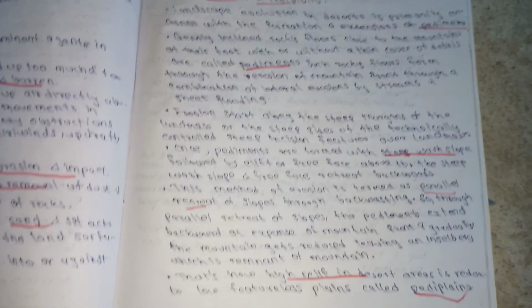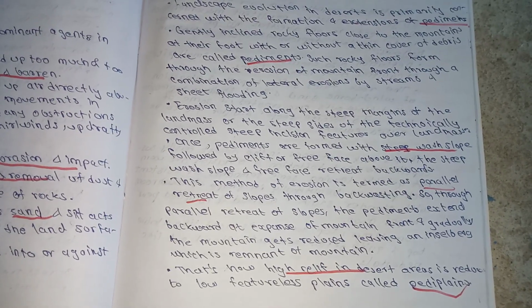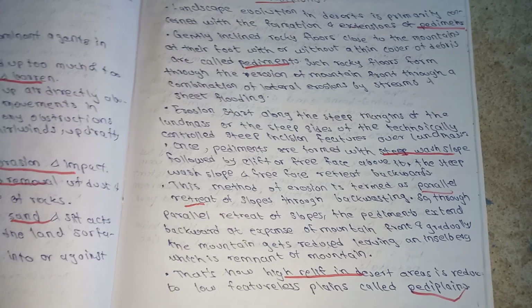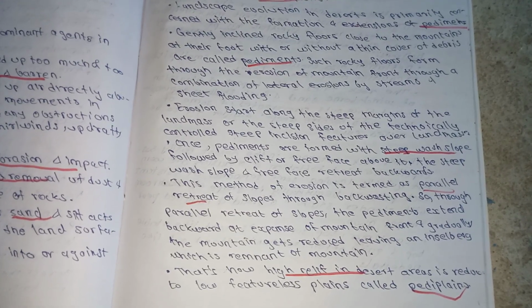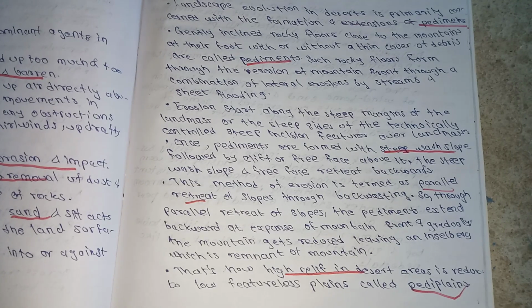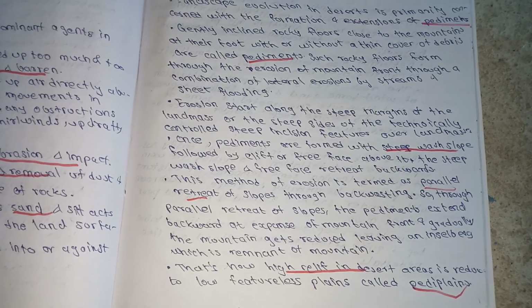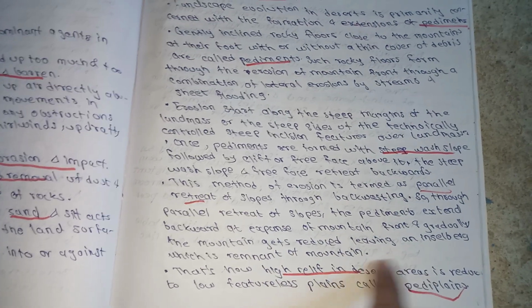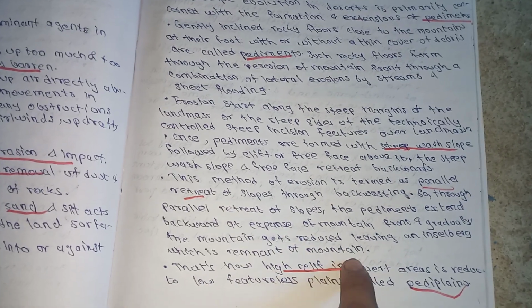So through parallel retreat of slope, the pediments extend backward at the expense of the mountain front, and gradually the mountain gets reduced, leaving an inselberg, which is a remnant of a mountain.